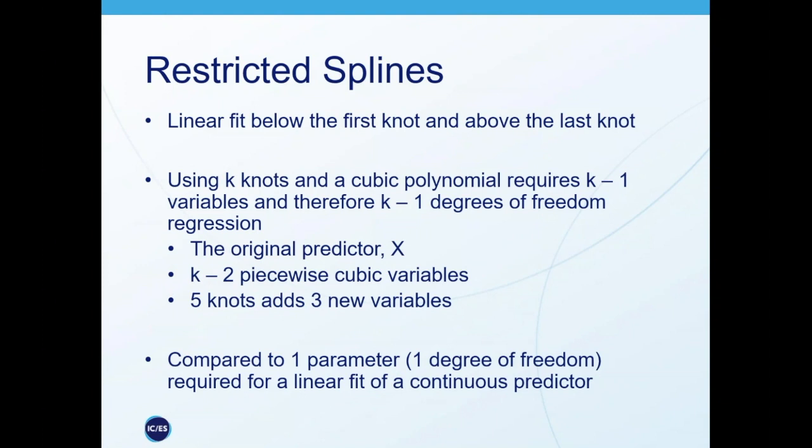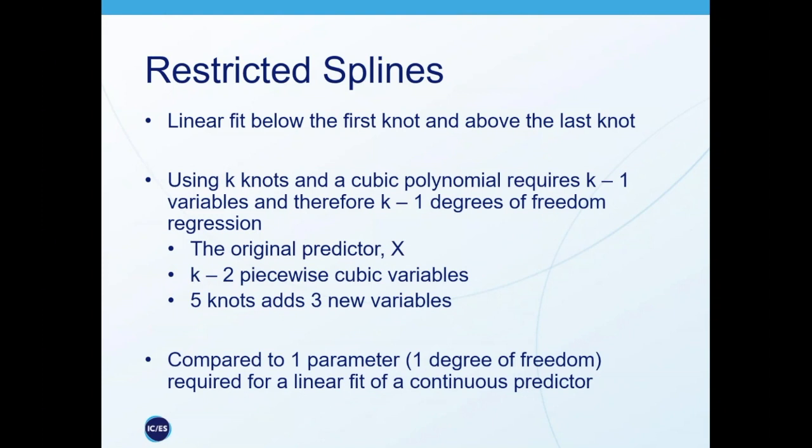So if we have k knots, and k is usually 5, then, I think I got this right, we're going to use k minus 1 variables. So k minus 1 degrees of freedom are going to be added to our regression. One of those degrees of freedom is our original predictor, x, and then there are an additional k minus 2 cubic variables. So if we have 5 knots, we're going to have 4 variables in all, our original variable x, and 3 new variables. And I'm going to show you how to calculate those new variables in just a minute.